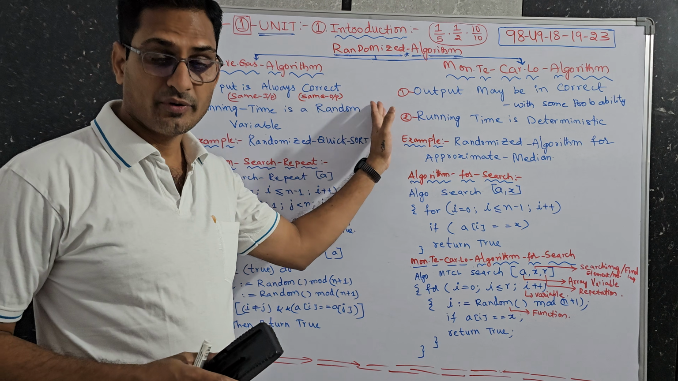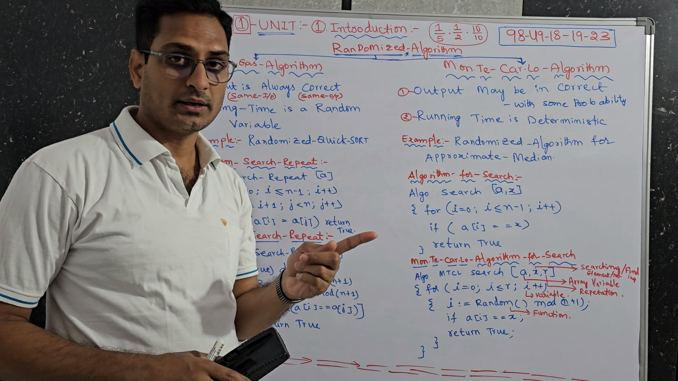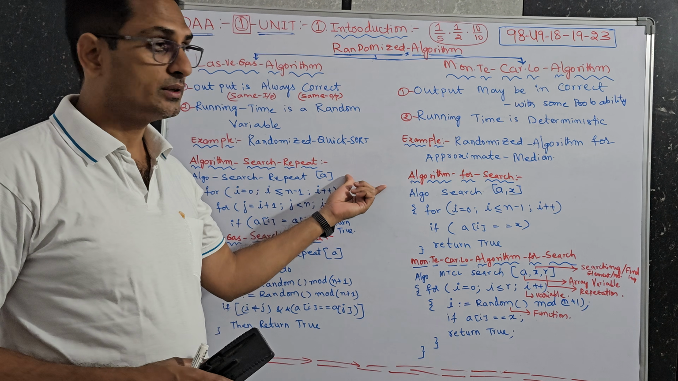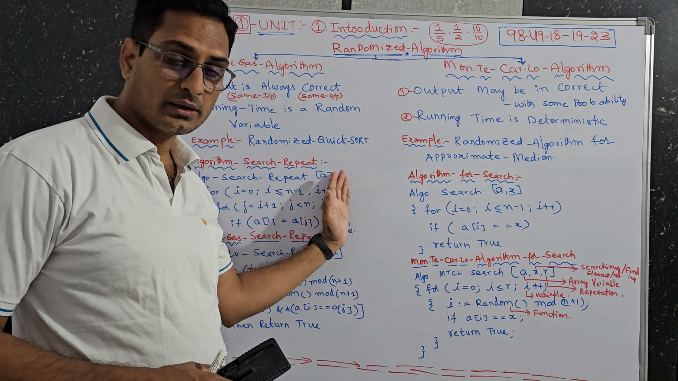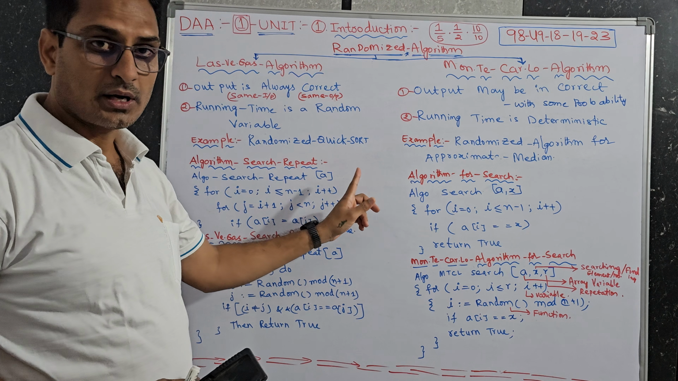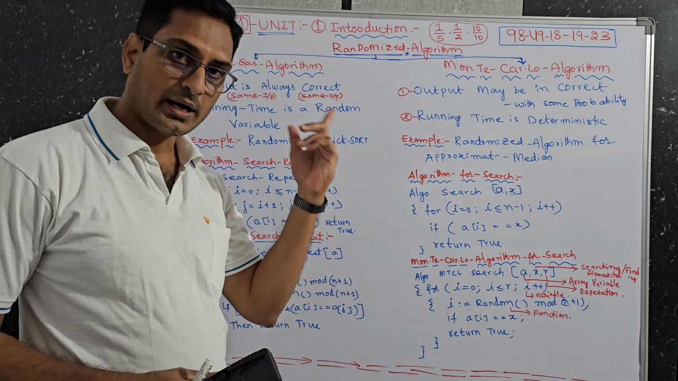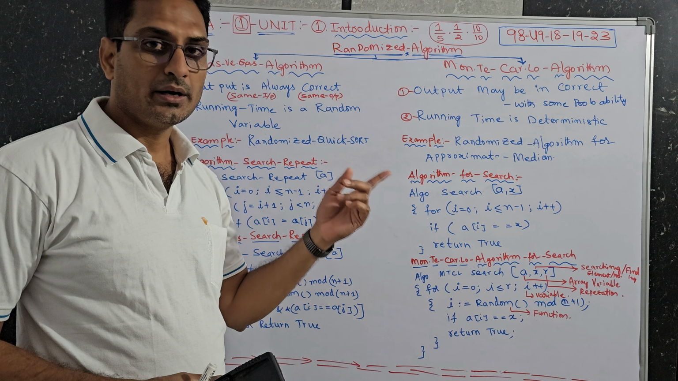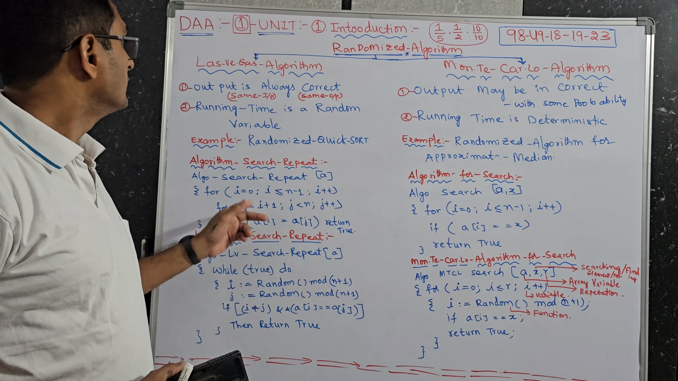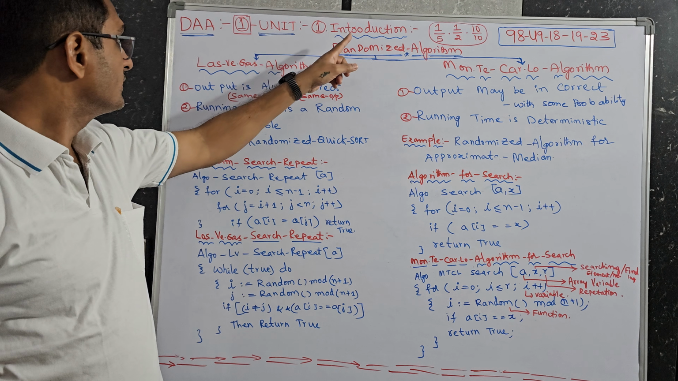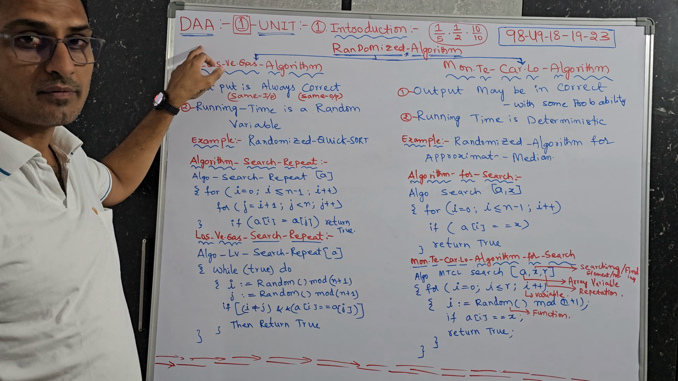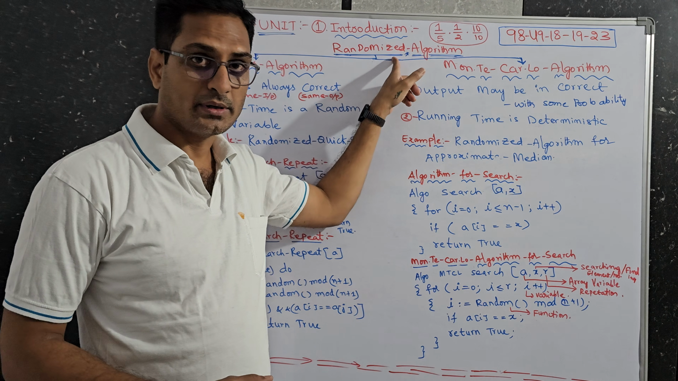This is the follow-up video to my previous videos on randomized algorithm and Las Vegas algorithm. The question previously asked was: what is the difference between Las Vegas algorithm and Monte Carlo algorithm? I told you to write the differences, and you need to watch the randomized algorithm starting video and the Las Vegas algorithm video. The topic is from Unit 1, Introduction, of the DAA subject, Design and Analysis of Algorithms. The topic is randomized algorithm.